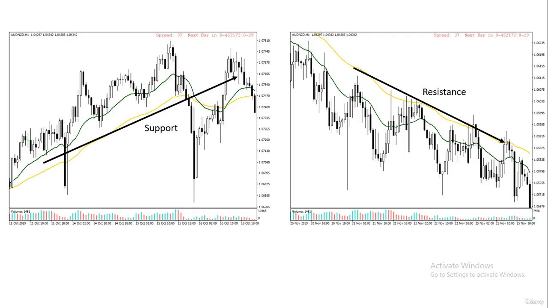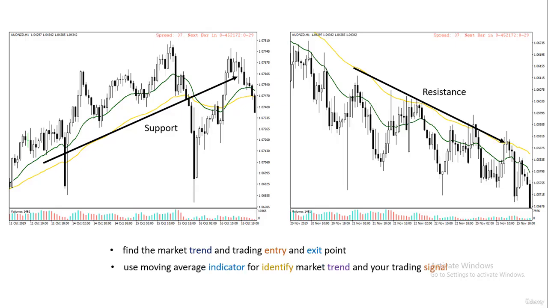The moving average for support and resistance levels. The moving average can be used to determine support and resistance levels once a trader has placed a trade. That will help find the market trend and trading entry and exit points. And then you can use the moving average indicator to identify the market trend and your trading signal. It also indicates the market momentum on a price action chart.